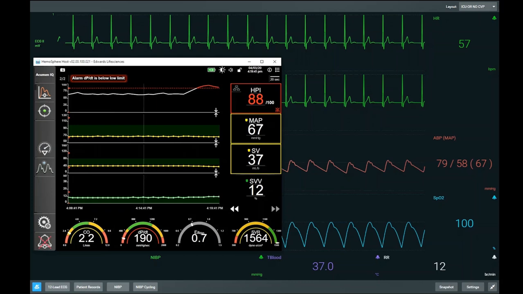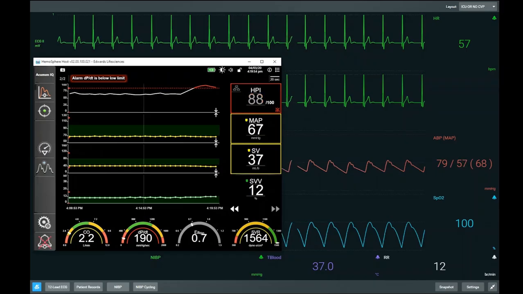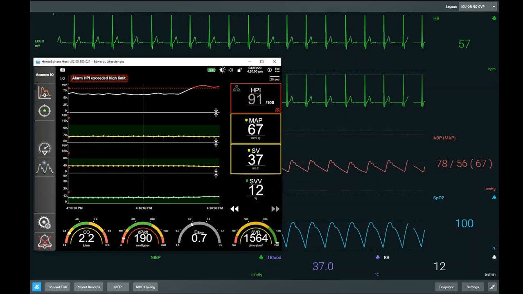So what is dP/dt? It is change in pressure over change in time. It's a measure of the systolic slope from a peripheral arterial waveform. More accurately, it's the maximum pressure change divided by time from that peripheral arterial waveform. And what we use it for is as a surrogate for left ventricular contractility.